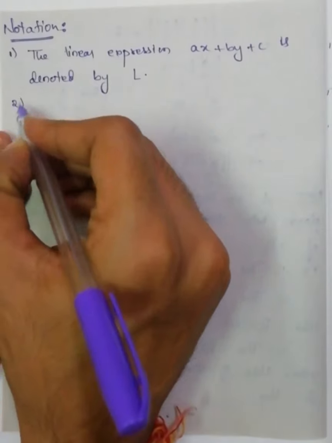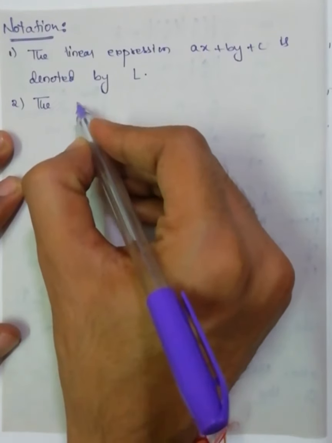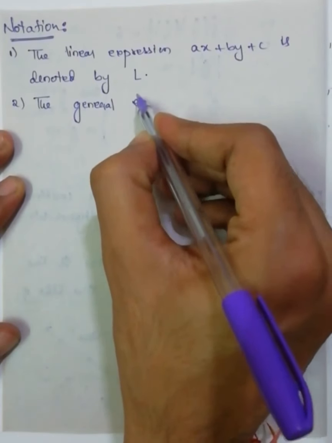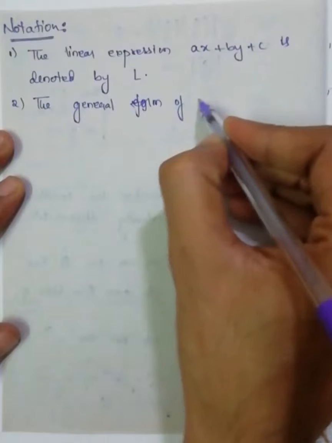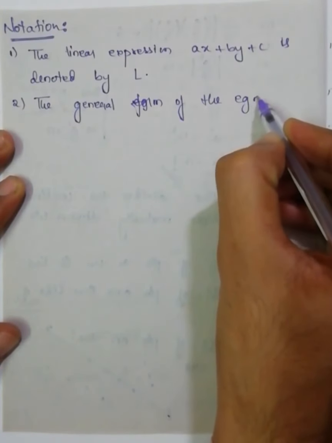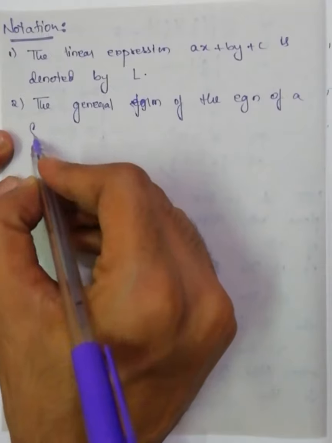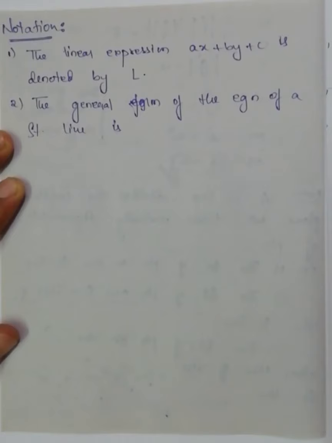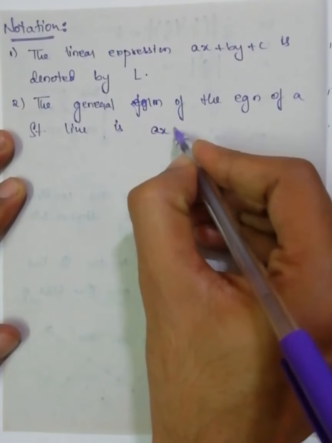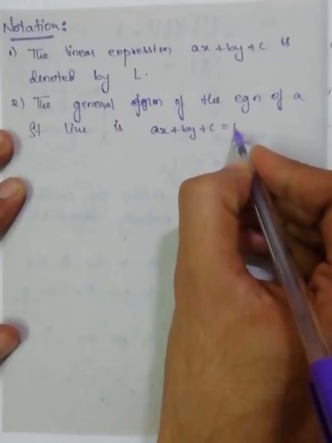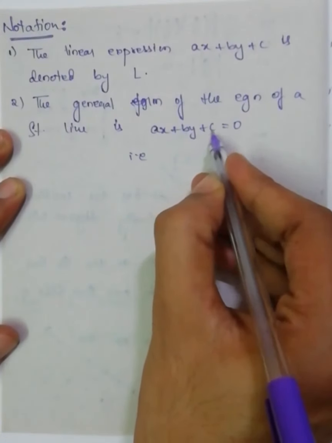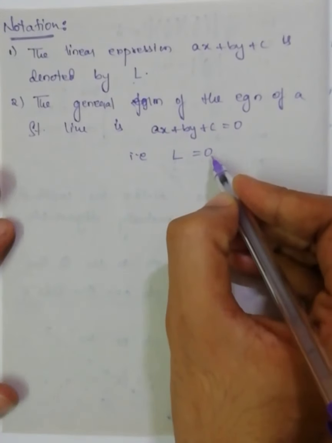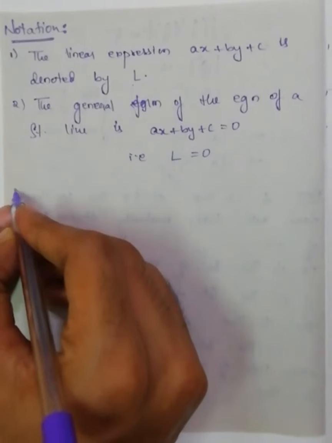Second one, the general form of the equation of a straight line is ax plus by plus c is equal to 0. That is, what is this ax plus by plus c? Nothing but L. L is equal to 0.